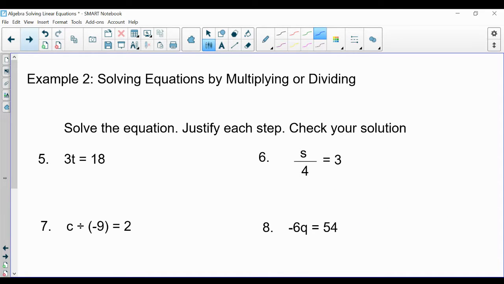All right, let's just do some examples, and we're going to write down the steps now of what we're doing. We're just justifying. All right, so number 5, it's a multiplication problem. I see right here it's a multiplication problem. So the inverse operation of multiplication is division. So I'm going to divide both sides by 3.